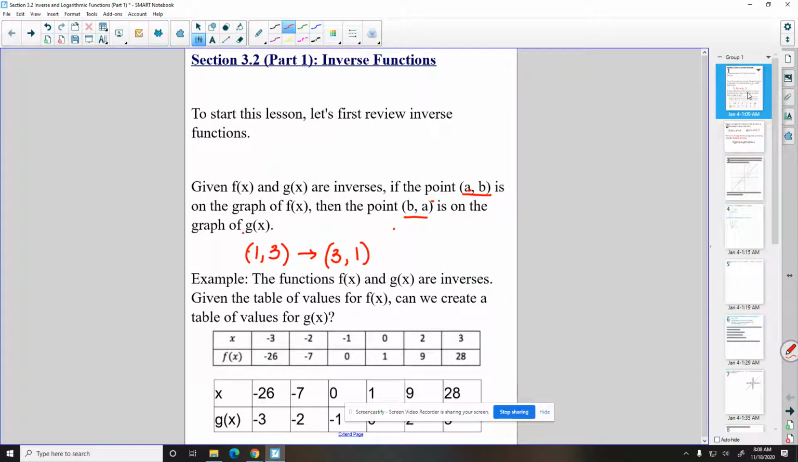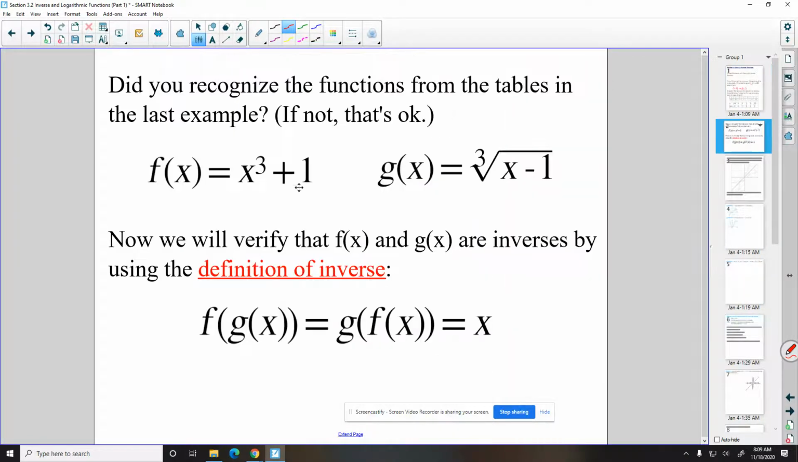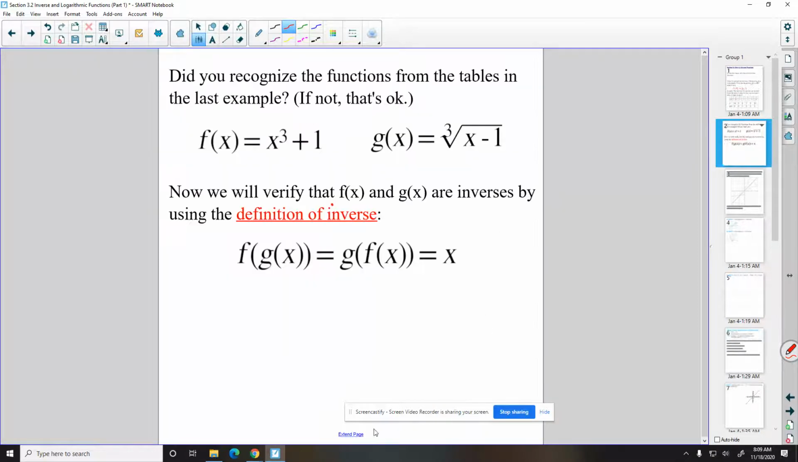Those two functions we just looked at in the tables actually do have equations to model them. f of x is actually x cubed plus 1, and g of x is actually the cube root of x minus 1. So we're going to do another step in the process of working with inverses, and that is we're going to verify that these two functions are inverses of one another using the definition of inverse. The definition of inverse says that when you take f composed with g, and when you take g composed with f, both times you'll get just an x left.